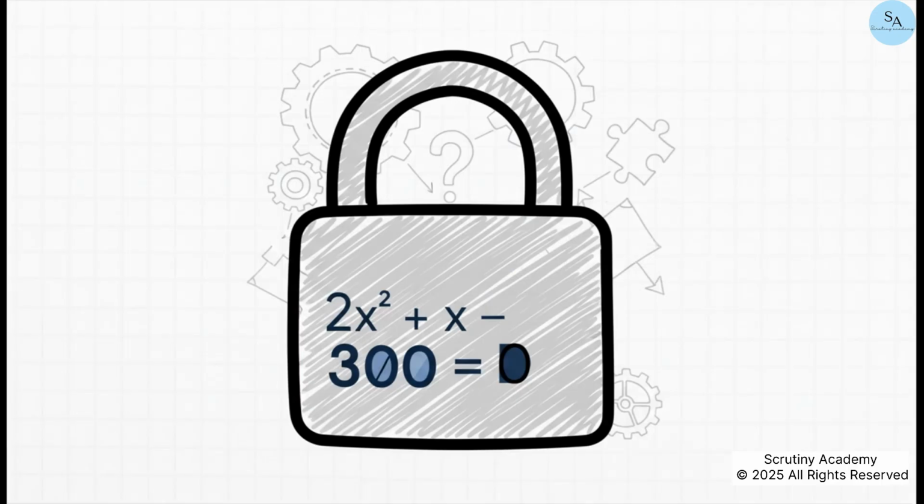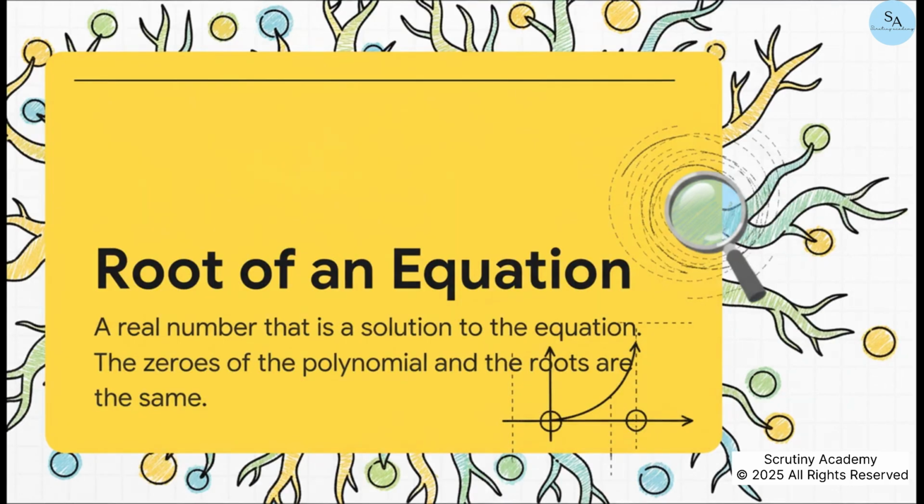And when we multiply that out and move everything over to one side, we get this. 2x squared plus x minus 300 equals 0. And there it is. That's a quadratic equation. You can think of it as the lock on our puzzle box. The answer, the dimensions of our prayer hall, is trapped inside. But before we try to pick that lock, let's be super clear on what we're actually looking for.